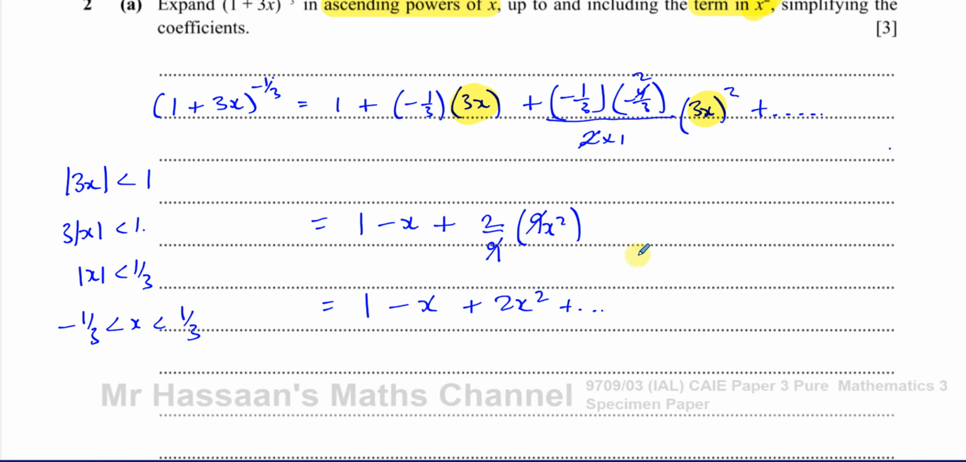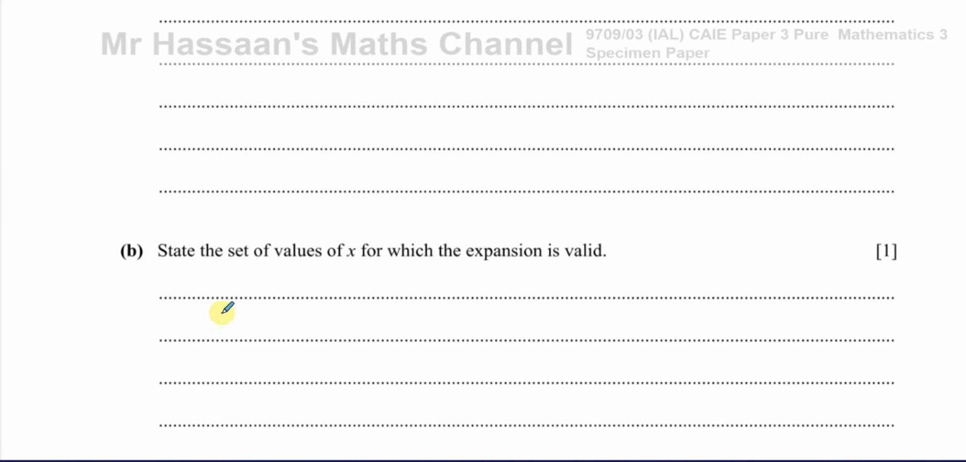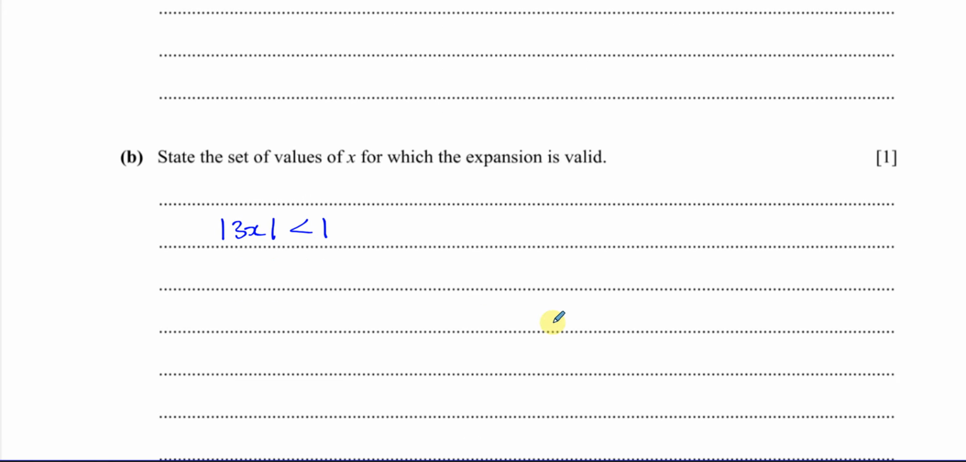So this would be only a valid expansion if the magnitude of this term, once you have a 1 plus here, this term here, the 3x in this case, is less than 1. So it doesn't matter if it's positive or negative, but its magnitude must be less than 1. That is what we have to solve, this inequality, right? And that will be true.